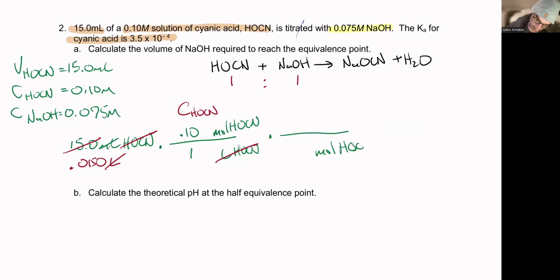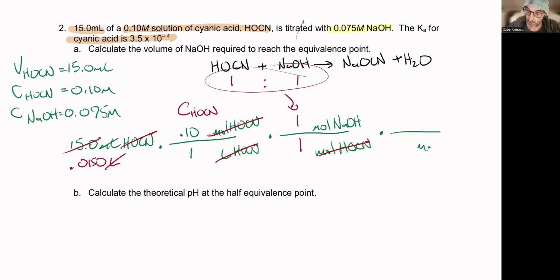And I want moles of my NaOH to remain because I'm trying to figure out how much I need. And it is a 1-to-1 ratio according to this. Moles of HOCN goes away. I've got moles of NaOH left. And then finally, going from moles to volume, we also use concentration. So I want moles of NaOH to go away, and I want liters of NaOH to remain. So this is the concentration of NaOH.